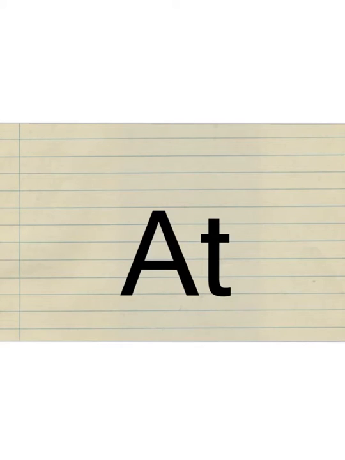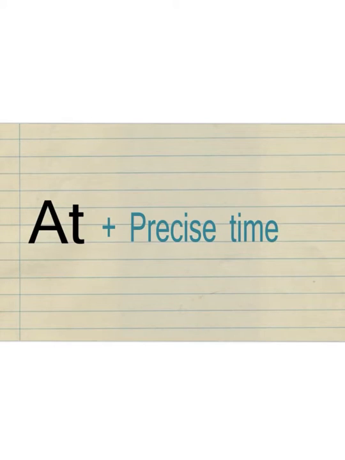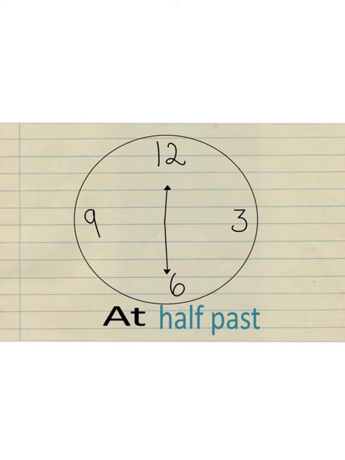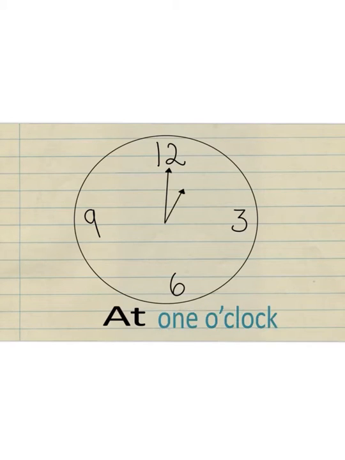Use on with at, on, and in. Let's take a look at at. At is used with precise time. For example, at noon, at quarter past, at half past, at quarter to, at 1 o'clock.